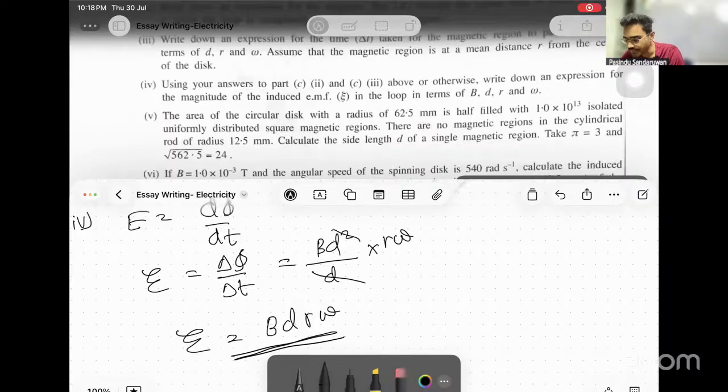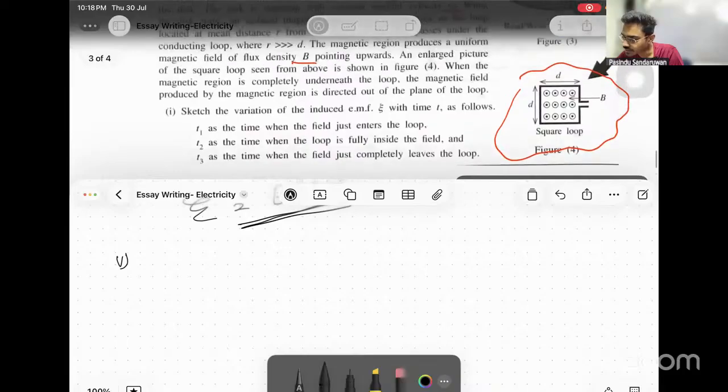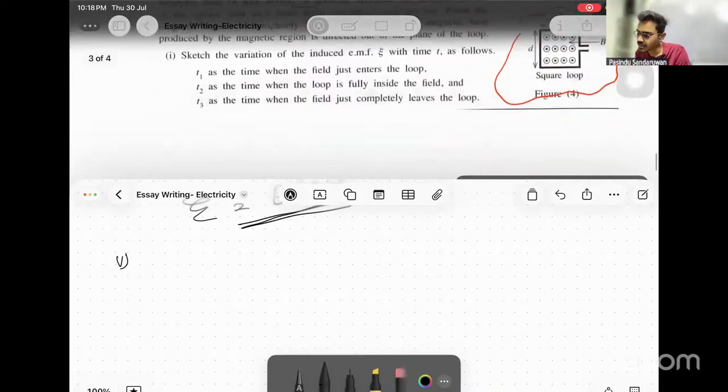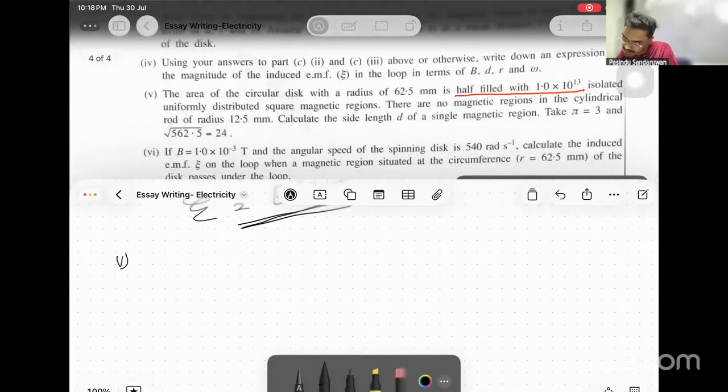Then 5, taking towards a calculation now. The area of the circular disc with the radius of 62.5 millimeters is half filled with 1 times 10 to the power 13 isolated, uniformly distributed square magnetic regions. This one was the square loop, the square magnetic region. Such 10 to the power 13 are there.